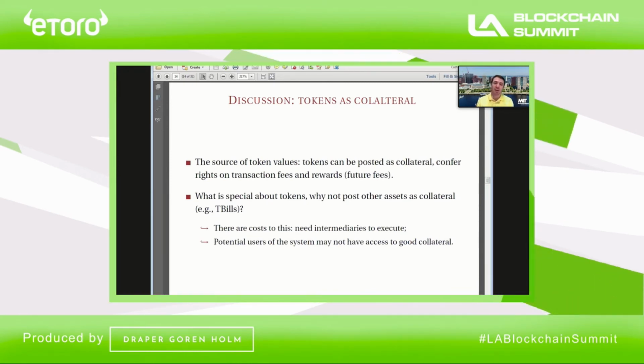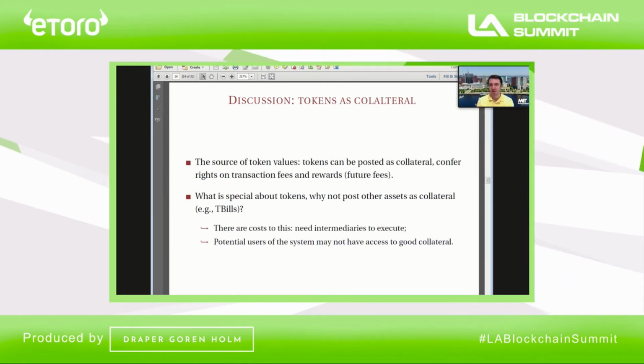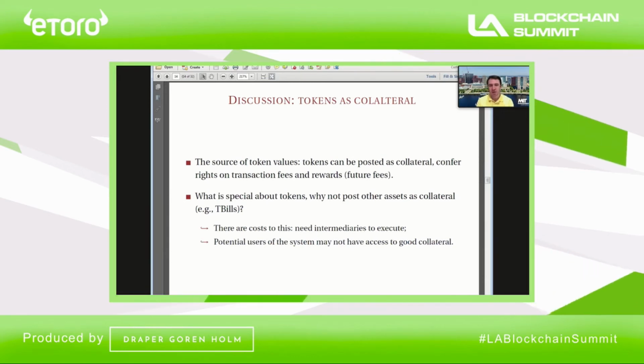First of all, integrating these external assets into the system is against the ethos of the whole enterprise. They don't want to use these external assets. It's not going to be trivial. You're going to need intermediaries to help you execute, because now these assets don't exist on the system, they're external. So you're going to need custody, and you're going to need clearing for these transactions. So that sort of becomes self-defeating.